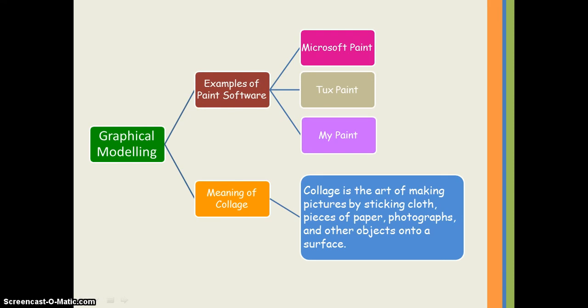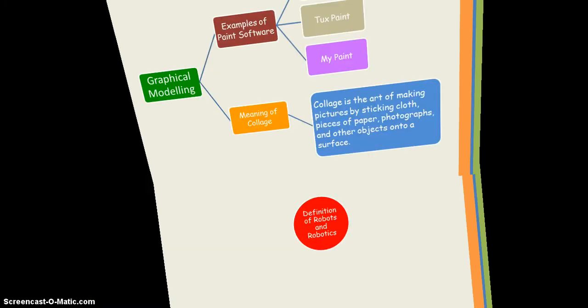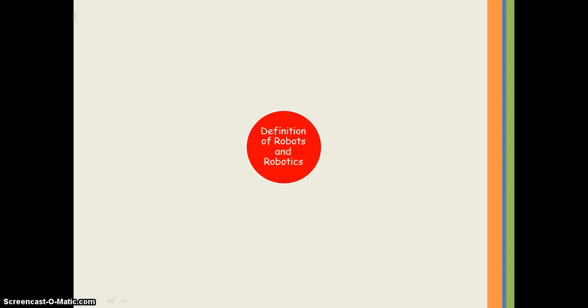Let's quickly look at graphical modeling. Remember that beautiful topic we had in primary 5. The meaning of collage is the art of making pictures by sticking cloth, pieces of paper, photographs, and other objects onto a surface. Some paint software that we used for collage, we have Microsoft Paint, Tux Paint, My Paint, and some other software. We looked at definition of robots and robotics.